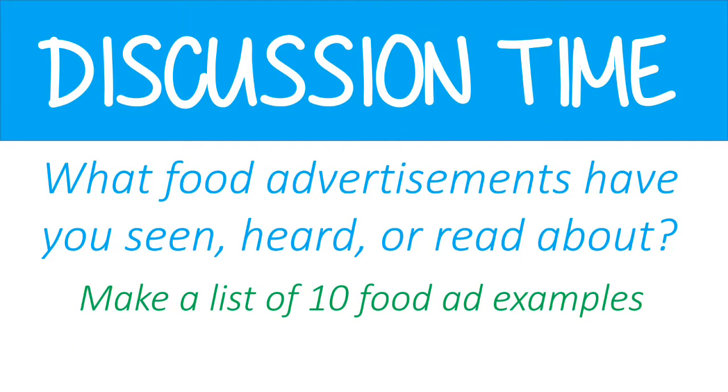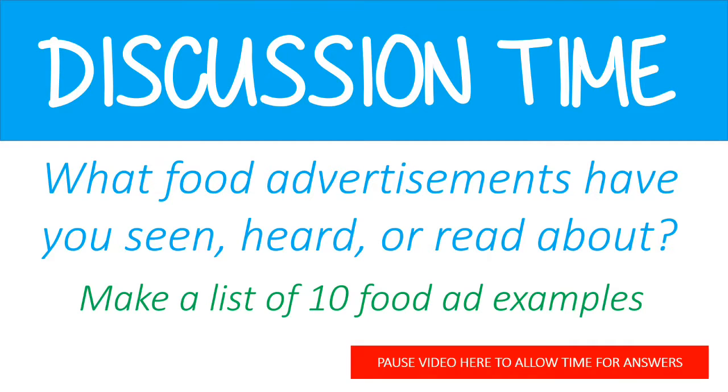Discussion time. With a partner or in groups, share examples of food advertisements you've seen or heard before. Think of advertisements you might have heard over the radio, seen on TV or the internet, or read about in a magazine. Then, on a piece of paper, write down 10 examples of food advertisements you have heard, seen, or read before. Pause the video here to allow time for this activity.